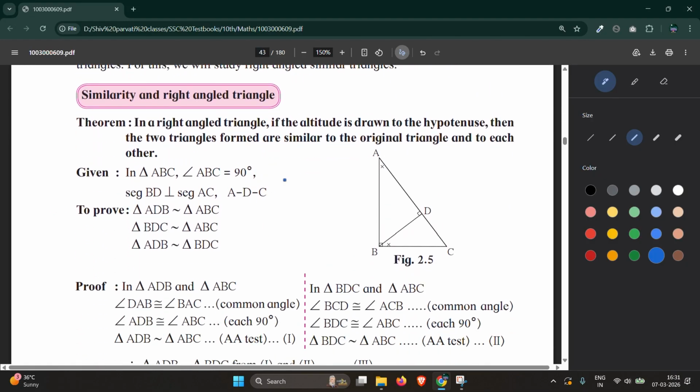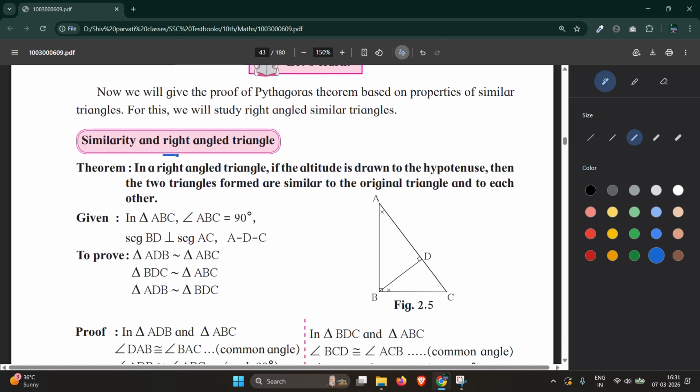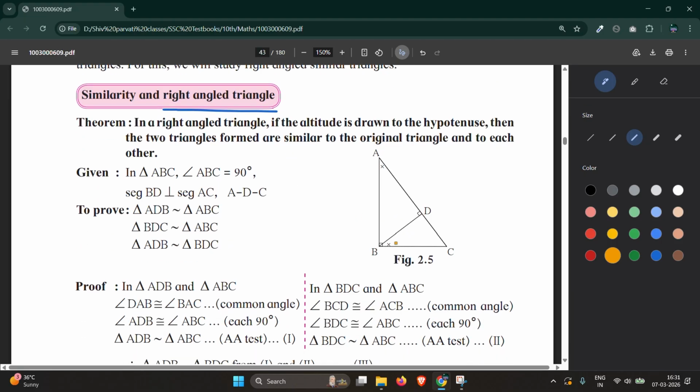Now what we are going to do is prove a simple theorem. This is the first theorem from this chapter, and it talks about right angle triangles. It says that when we make an altitude from the hypotenuse, that is a perpendicular 90-degree line from the hypotenuse that touches this point B, then the two triangles that will be formed, this triangle over here and this second triangle over here, are both going to be similar to each other, and also similar to the original bigger triangle as well.